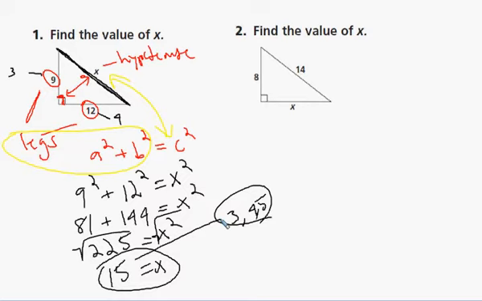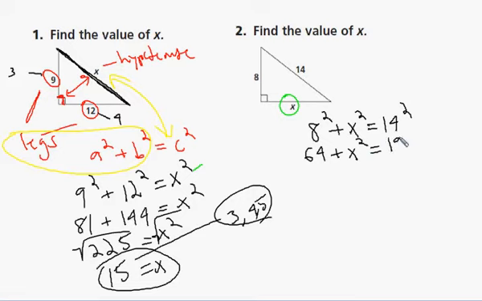Okay, number 2, our problem this time, it's one of the legs that is unknown. So we're not going to have equals x squared like we did over here. The x is going to be one of the legs. So we'll do 8 squared plus x squared equals 14 squared. Okay? So we'll simplify and solve. We get 64 plus x squared equals 14 squared, which is 196.